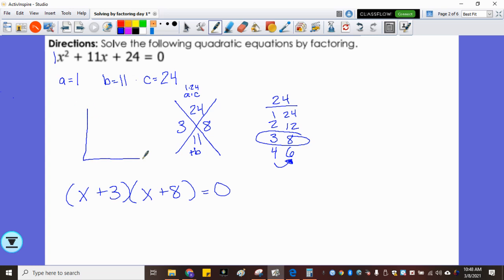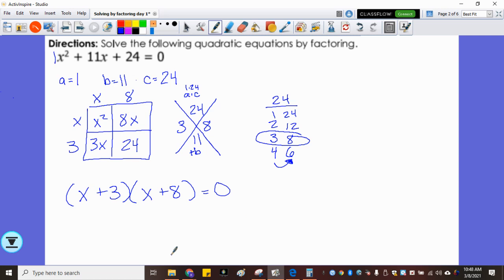And just to show you it worked, x squared, 24, 3x, 8x. We'll add an x here, an x here, 3 here, and 8 here. So 3 times 8 is 24. So x plus 3, x plus 8.